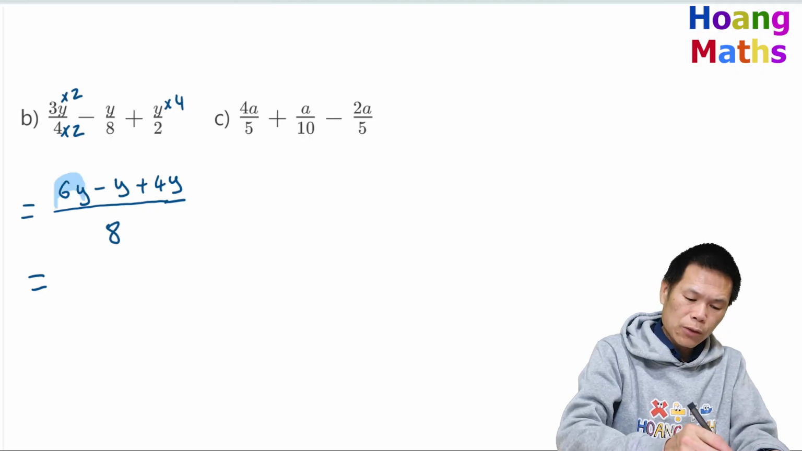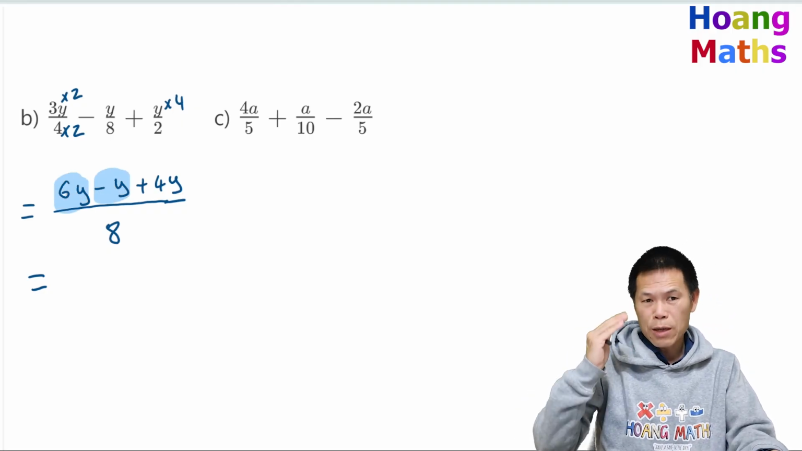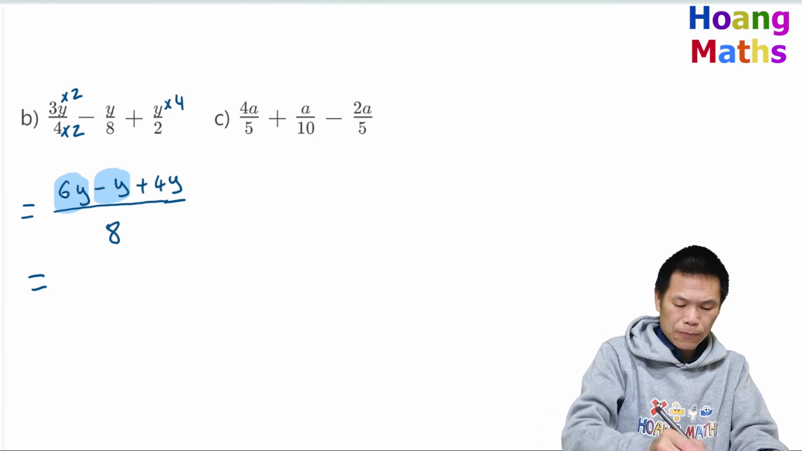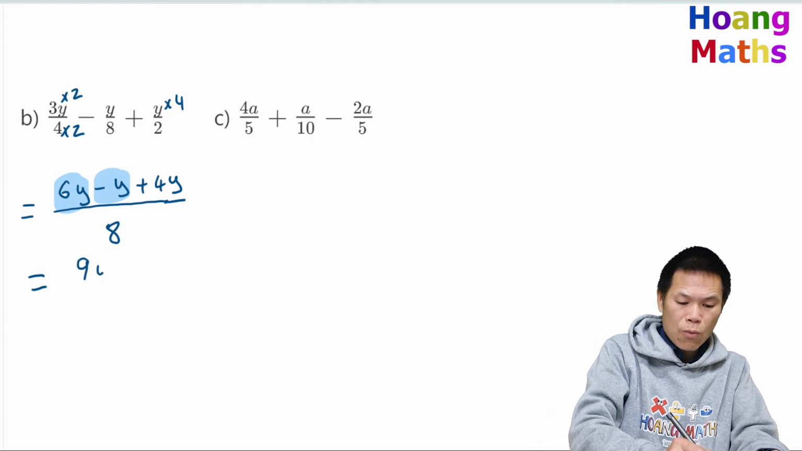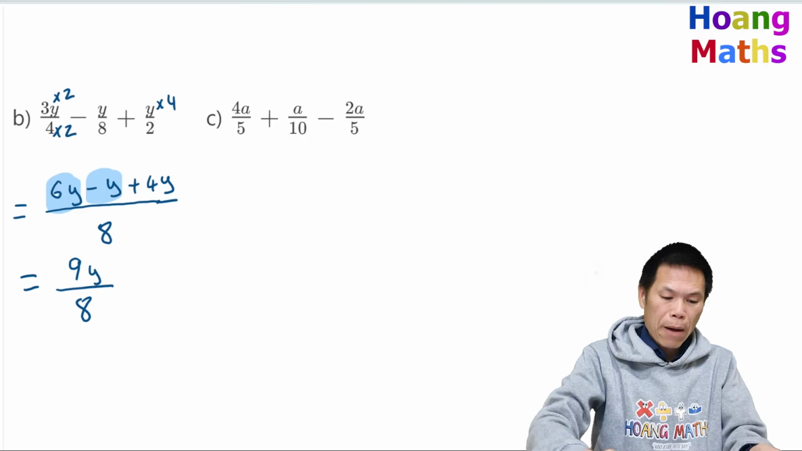So we have 6y, we minus 1y. So 6 minus 1 will give me 5. So 5 plus 4 is 9. So the answer is 9y over 8. There you go. Part C.